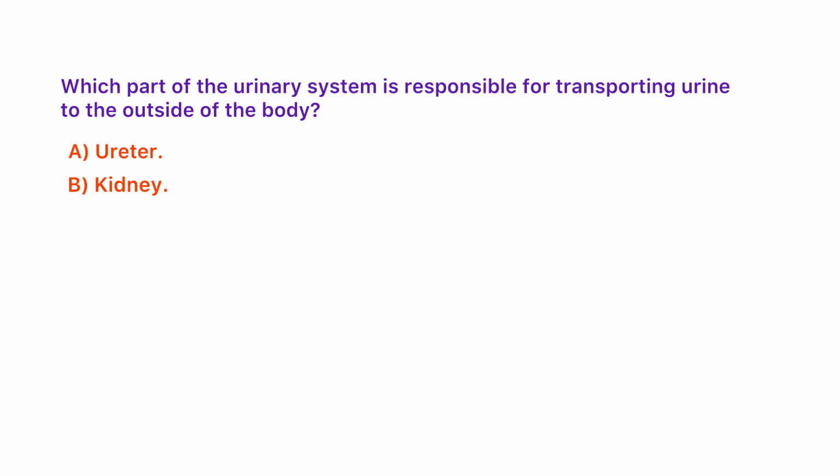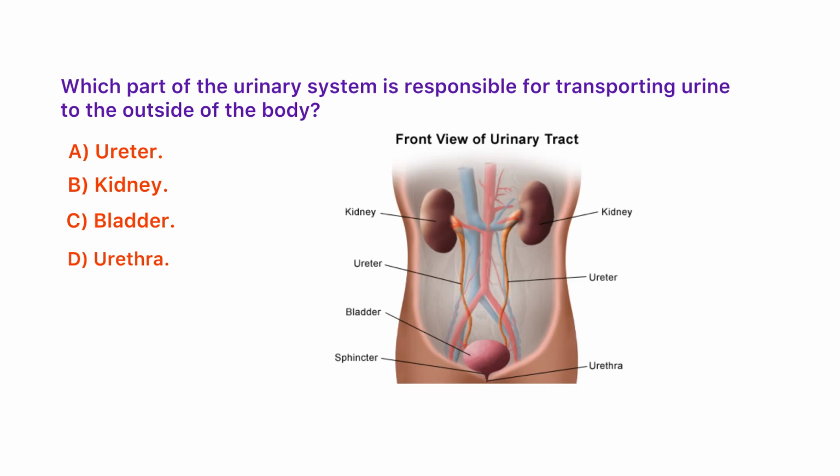Which part of the urinary system is responsible for transporting urine to the outside of the body? Your choices are A, ureter, B, kidney, C, bladder, D, urethra. Okay, this one's a little more straightforward. Think about the process of urination. The urethra is the tube that actually carries urine from the bladder out of the body. The ureter, on the other hand, carries urine from the kidneys to the bladder, but it doesn't handle the final step. So the answer here is D, urethra.